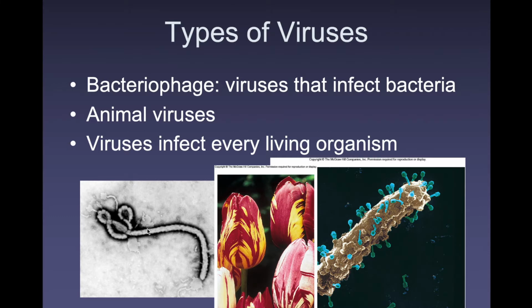Here's a picture of Ebola as a classic example of a filamentous animal virus. And this is a picture of something like E. coli that's being infected by each of these individual blue things, which are complex bacteriophages. So this is a viral infection, an ongoing viral infection.